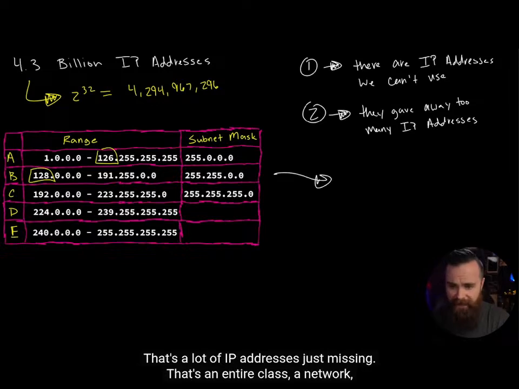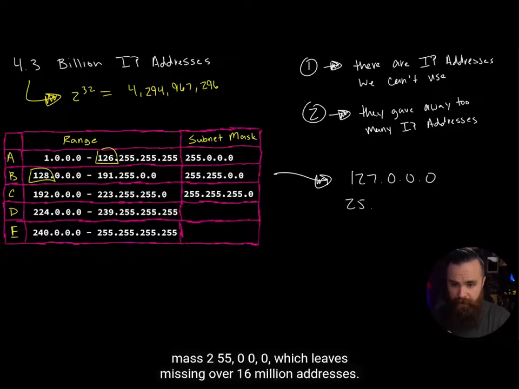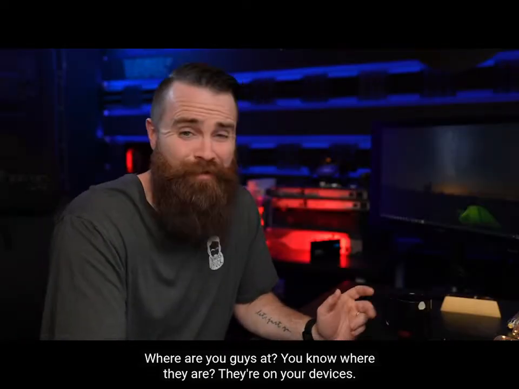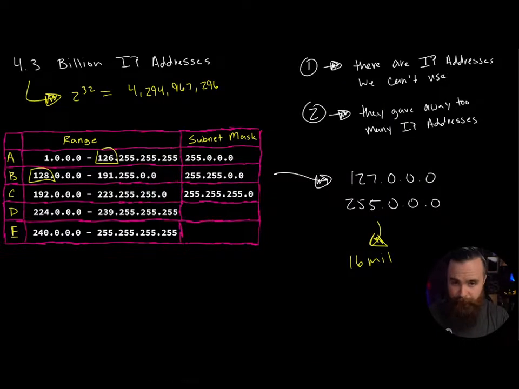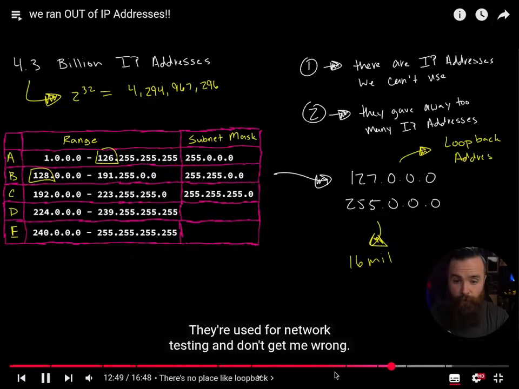That's an entire Class A network, which means we're talking 127.0.0.0 with the subnet mask 255.0.0.0, which leaves us with over 16 million addresses. Where are they? You know where they are? They're on your devices. This range of addresses, anything beginning with 127, are what's known as loopback addresses. You may have heard that term before. They're used for network testing.